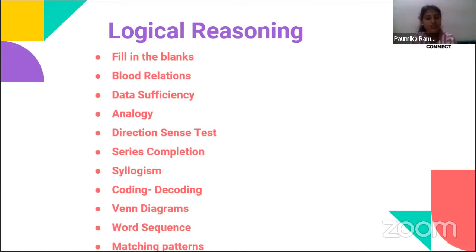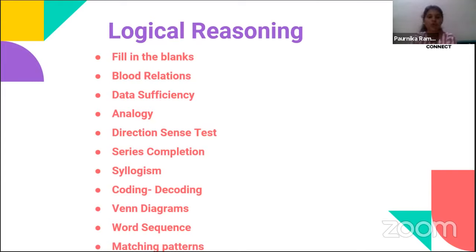Analogy, direction sense test. So if a person is facing towards north, which side will the shadow of the person be casted? Those are direction sense tests. You just need to know the basic ideology behind the basic formulas or basic tips and tricks that have to be kept in mind while solving all these problems. Sentence completion is again here also.